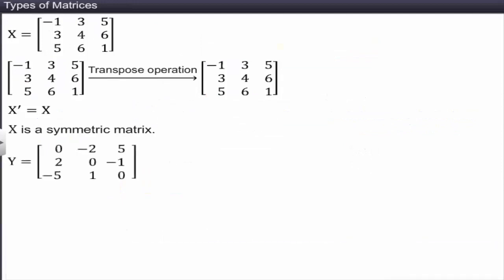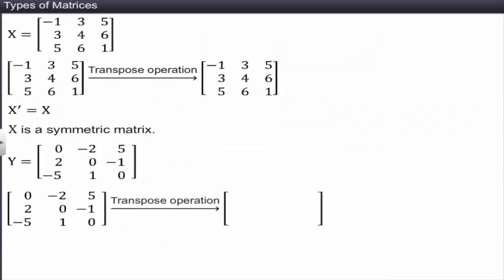Let's observe another property associated with the transpose of a matrix. Let's find the transpose of the matrix shown here.